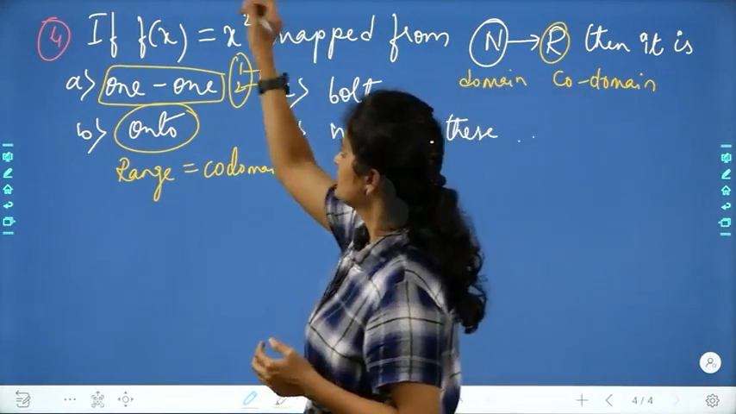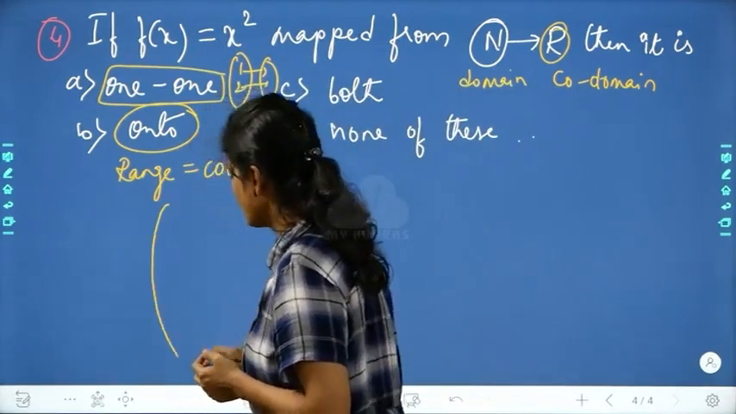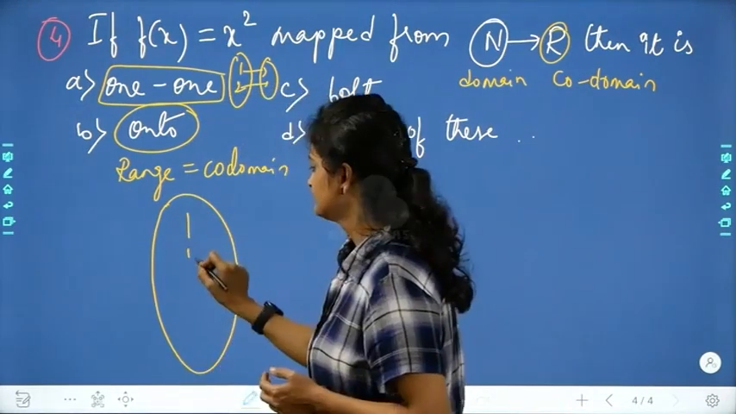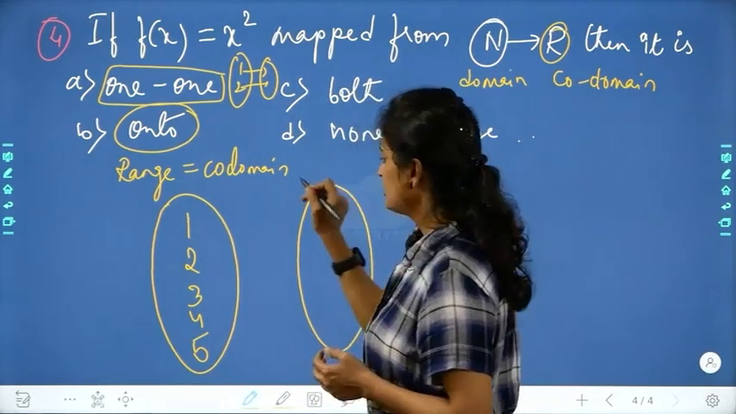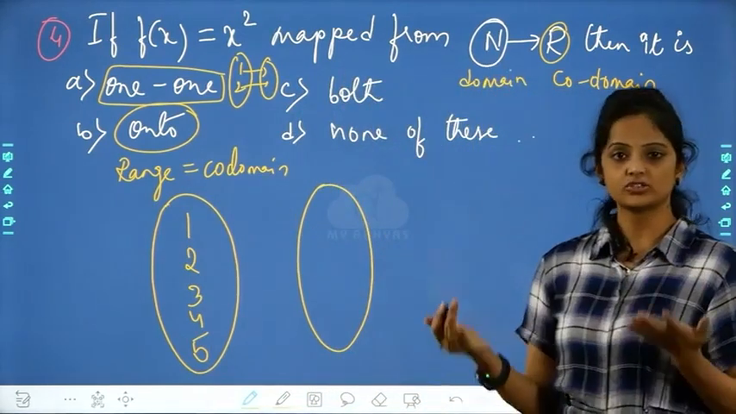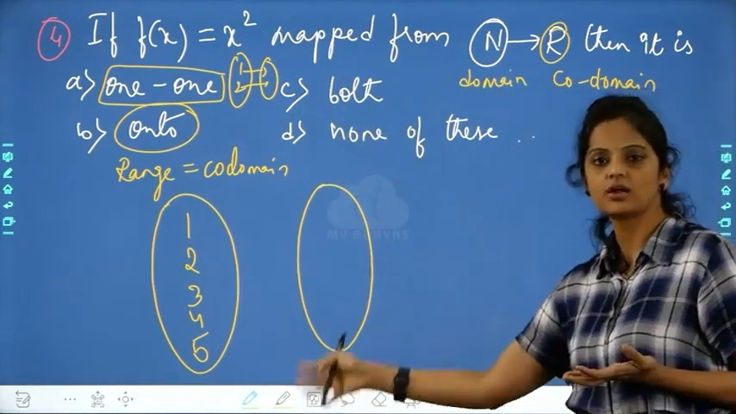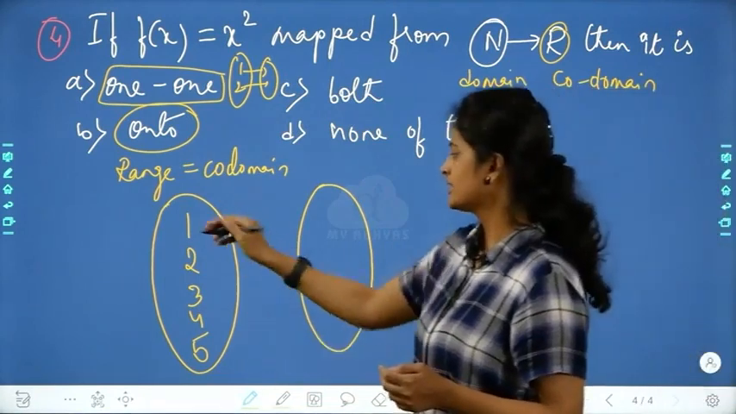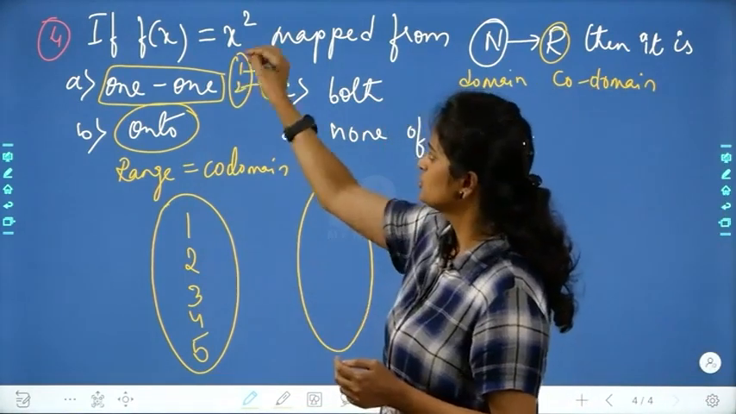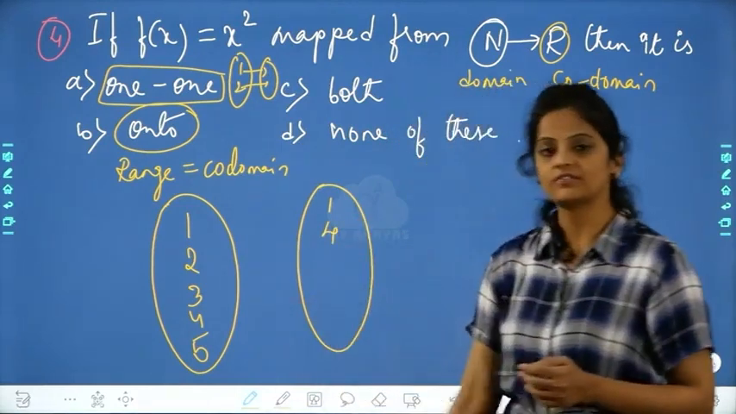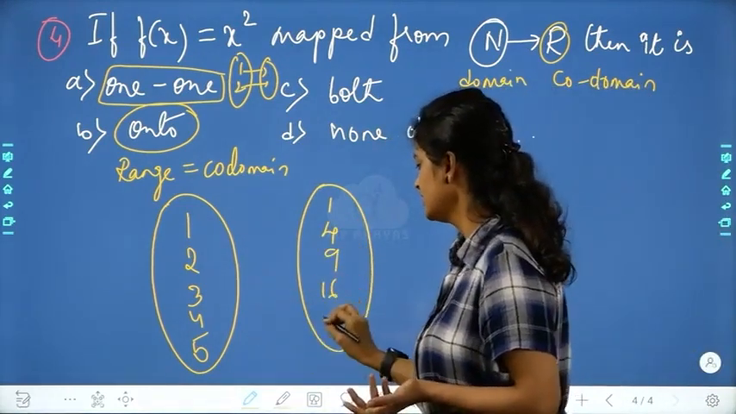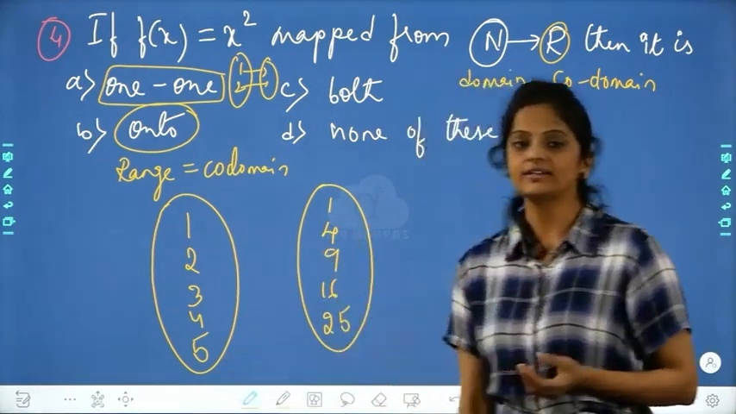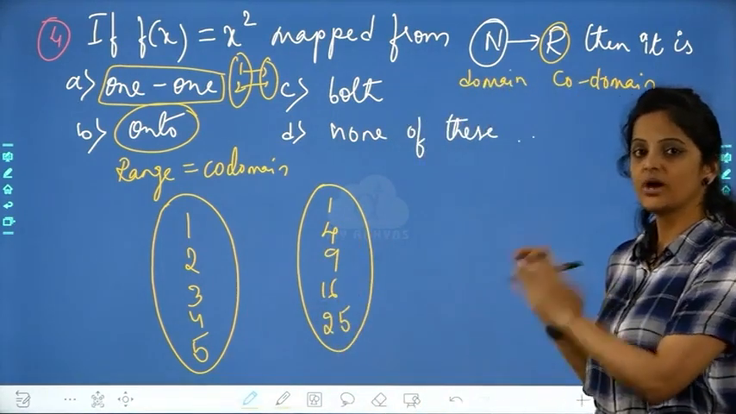Now suppose for this function, if I am writing the mapping, let's take a few numbers and check. Because anyway for x I have to take a natural number. Natural numbers start from 1, so I have started from 1. If I take 1, I will get 1. I take 2, 2 square, I will get 4. If I take 3, I will get 9. If I take 4, I will get 16. Take 5, I will get 25. So one is the number, the other one is the square of the number.